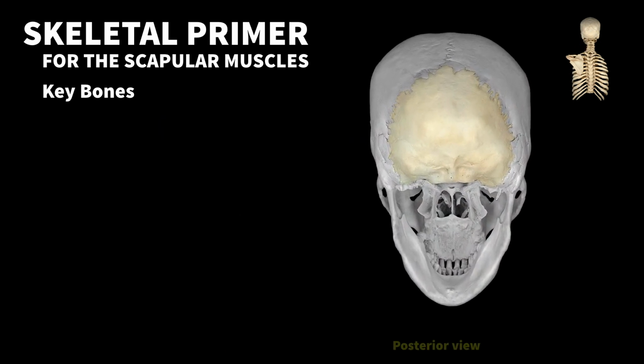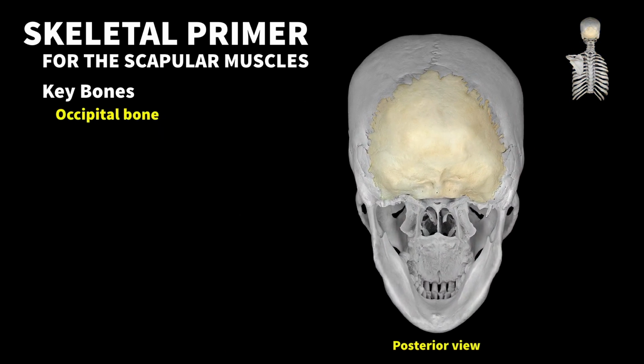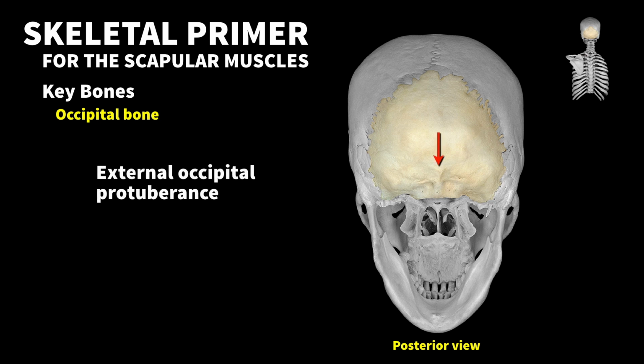The occipital bone is a flat plate-like bone that contributes to the base and posterior wall of the cranium or brain case. Here you can see it from a posterior view. Palpate the lower back region of your own skull and feel the prominent projection at the midline. This is called the external occipital protuberance. Moving lateral from this protuberance are two faint ridges called the superior nuchal lines. One of the scapular muscles will attach to these landmarks.